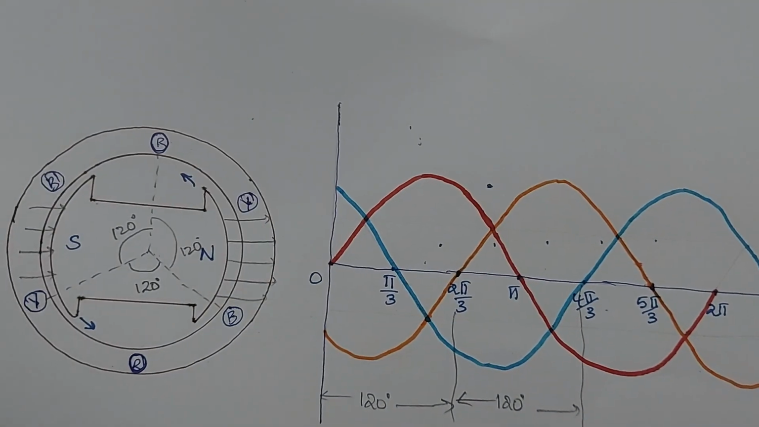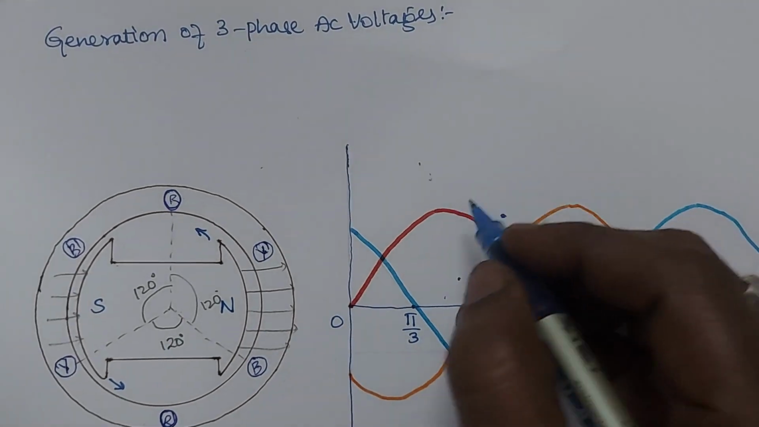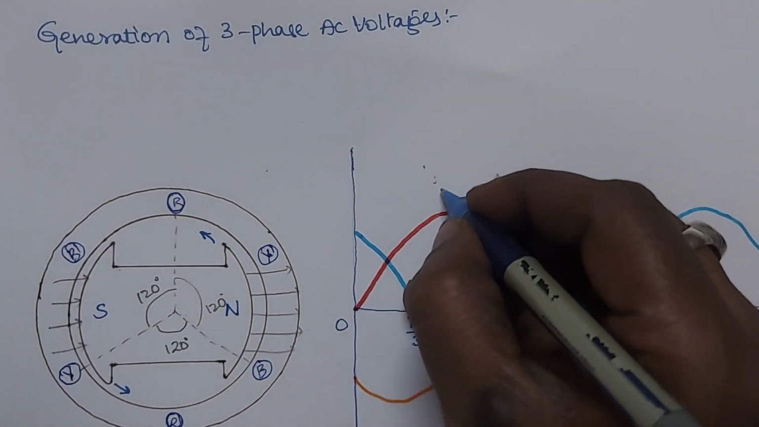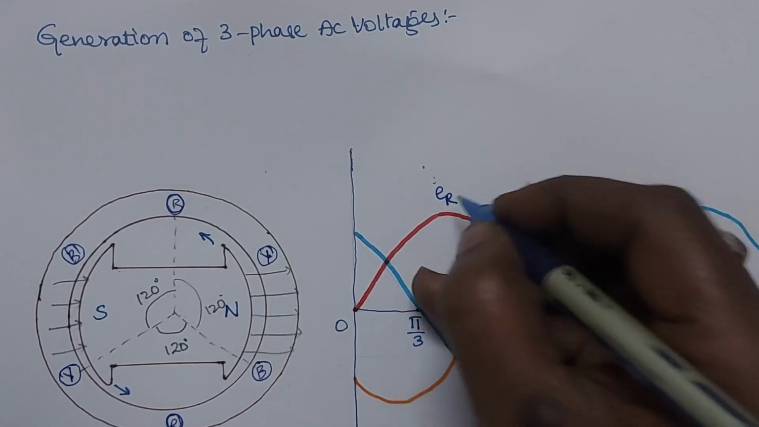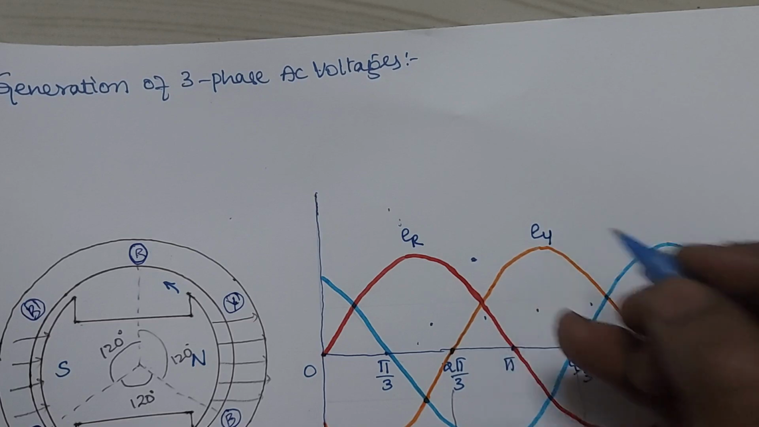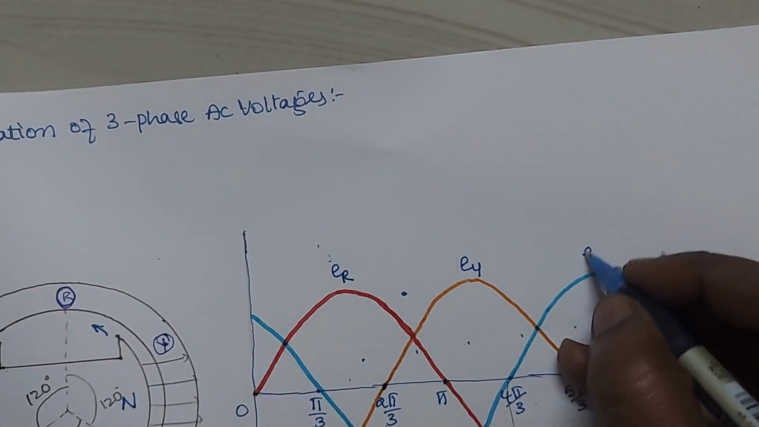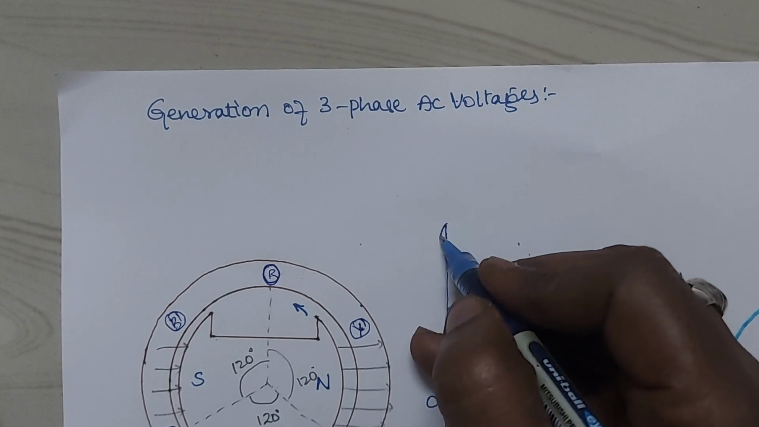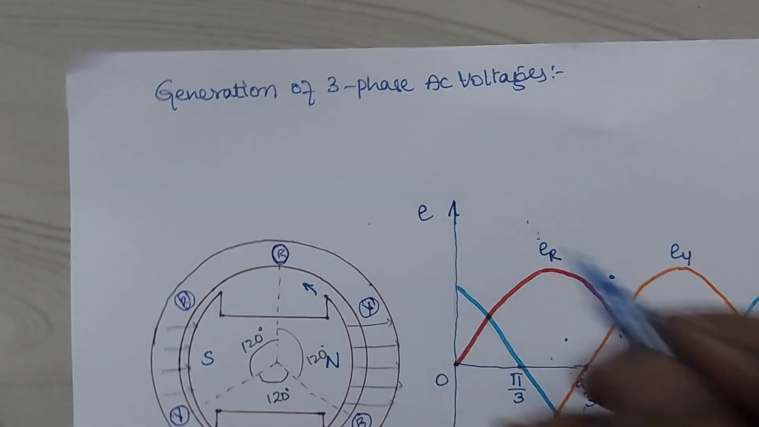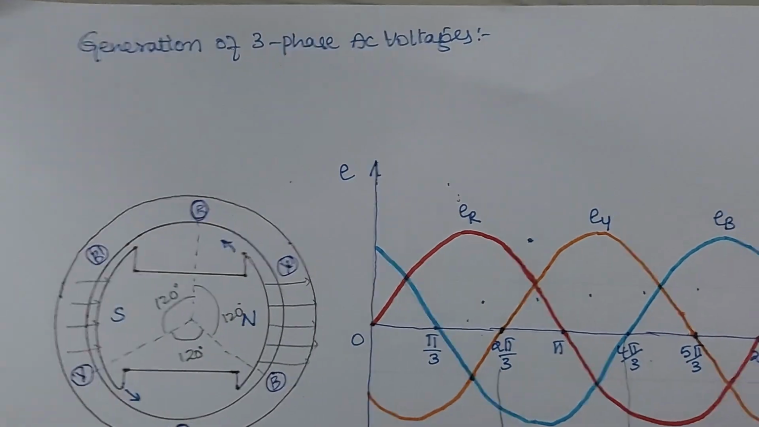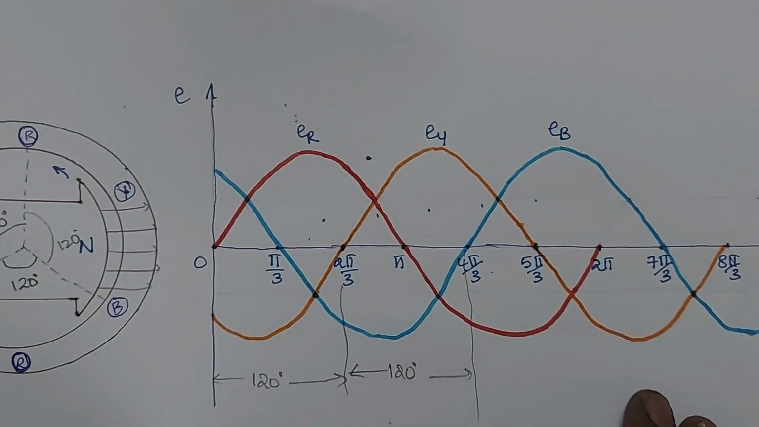So now I represent here, this is your E suffix R phase voltage waveform, and this is your E suffix Y, and this is your E suffix B. Okay, this is the Y axis, this is the induced EMF magnitudes. So this is the way the waveforms will generate.